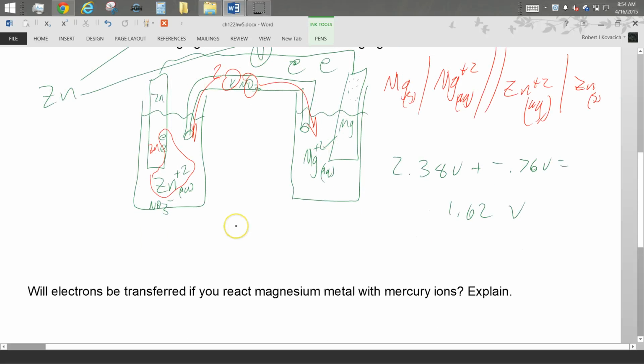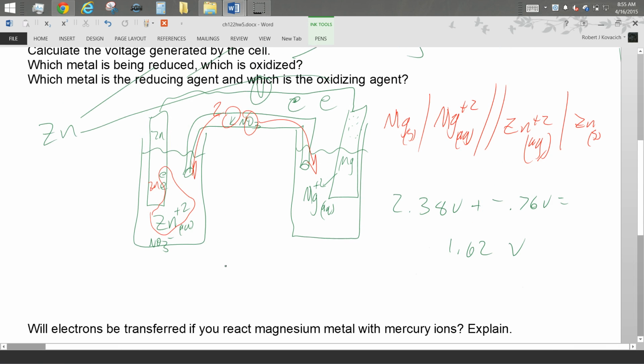Would it be the zinc ion or the zinc? Just zinc. It would definitely be the zinc. The zinc ion is the oxidizing agent for sure, but you just need to say zinc, because the zinc metal obviously can't be an oxidizing agent. Where have you heard that term used before?